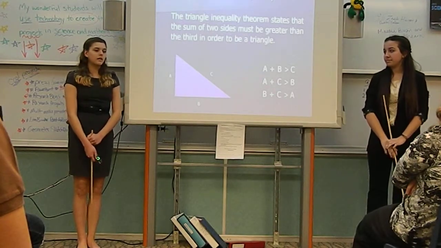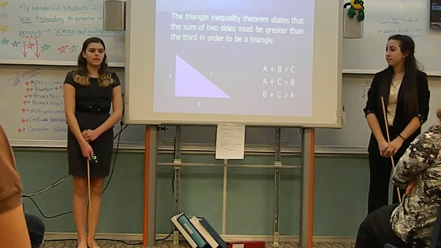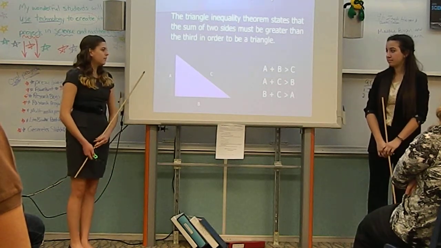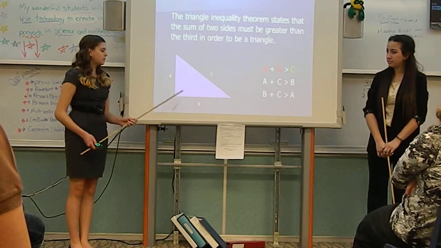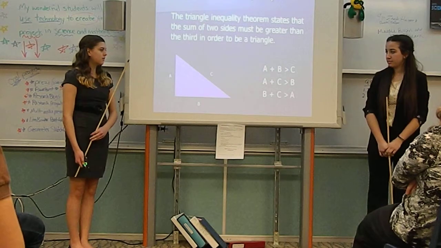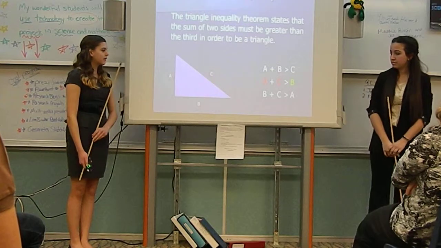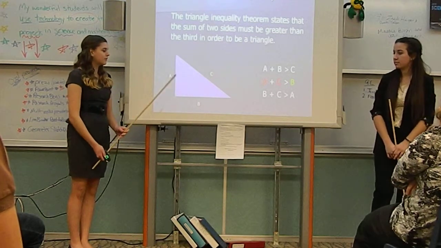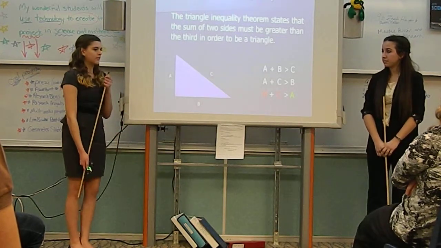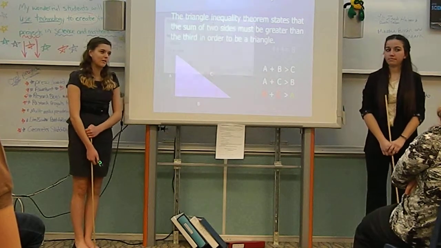The triangle inequality theorem states that the sum of 2 sides must be greater than the third in order to be a triangle. This will be clarified using this triangle. As you can see, A plus B must be greater than side C in order to be a triangle. A plus C must be greater than B, and B plus C must be greater than A, and all 3 of those must be true in order for it to be a triangle.